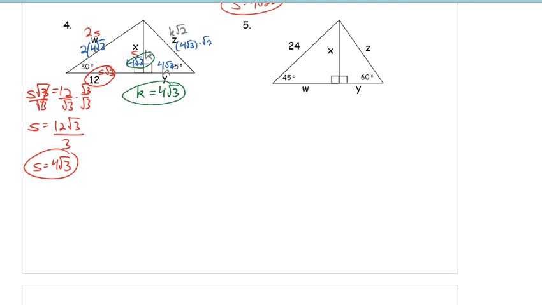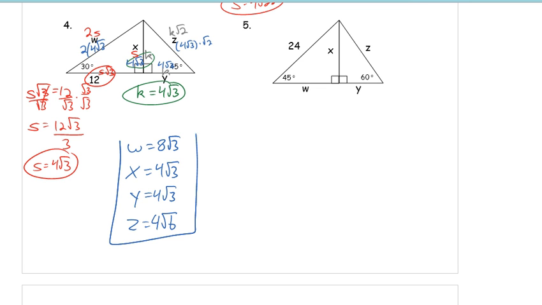So w, that's the first one in the alphabet. So w, I'll do this in blue since that's what I've been doing. W is 2 times 4 radical 3, which is 8 radical 3. X is 4 radical 3. That was that middle part. Y was 4 radical 3, because that was also across from 45. And Z, we have to do a little bit of mental math here. 4 radical 3 times radical 2 is 4 radical 6. Okay. I'm going to use S and K from now on. Okay, so that's how I'm going to handle these.